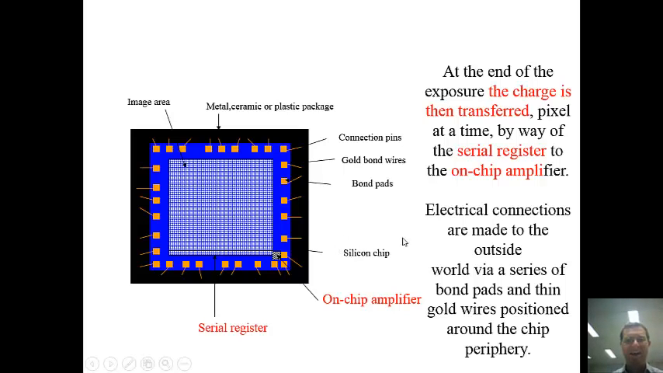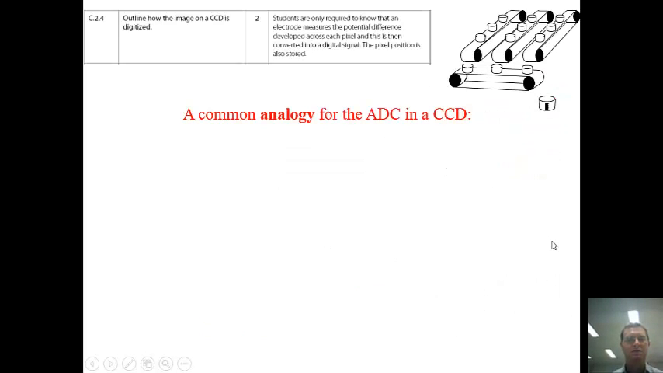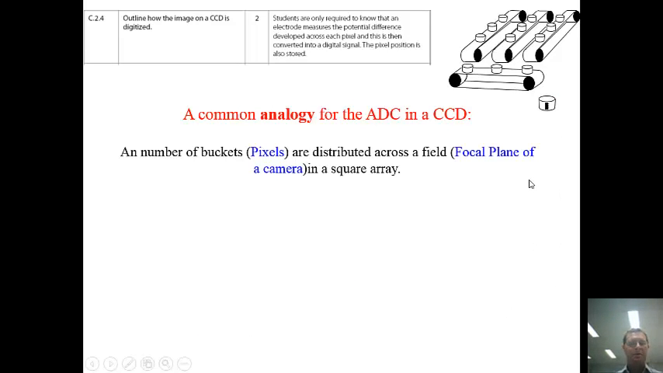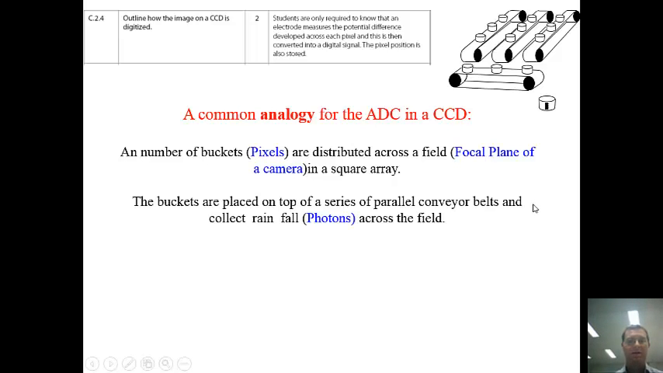I'm going to use an analogy to show how this works. There's a common analogy for the analog to digital converter in a CCD. I'm going to imagine a number of buckets, which are pixels, distributed across a field. This is the focal plane of a camera in a square array. The buckets are placed on top of a series of parallel conveyor belts and collect rainfall, the photons, as they fall from the field.